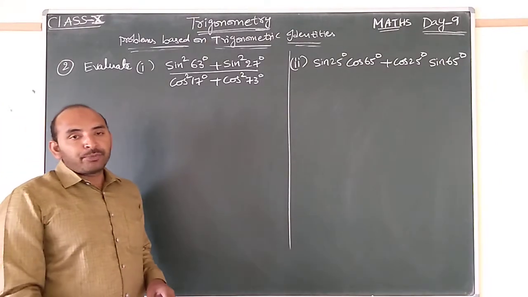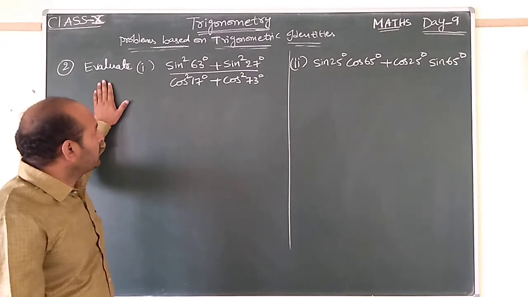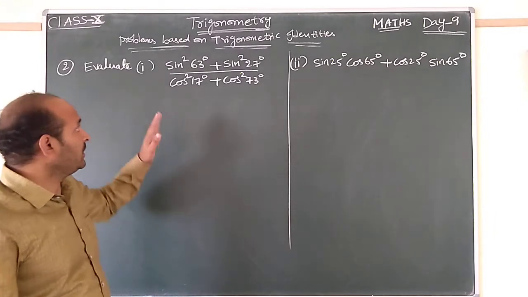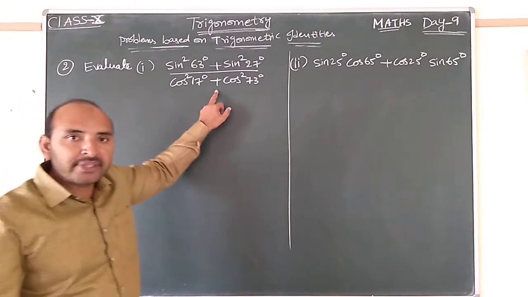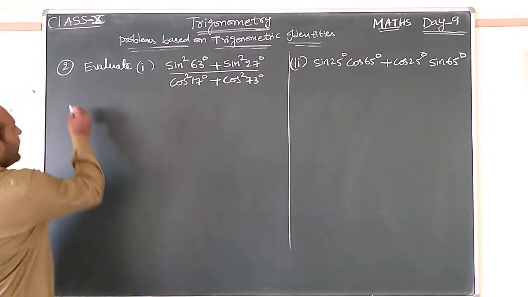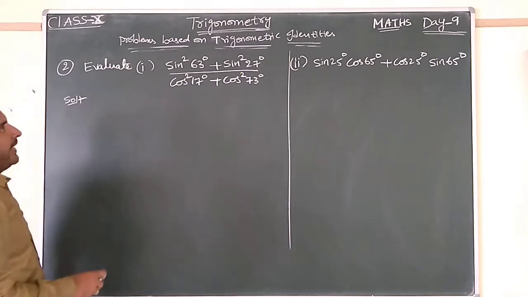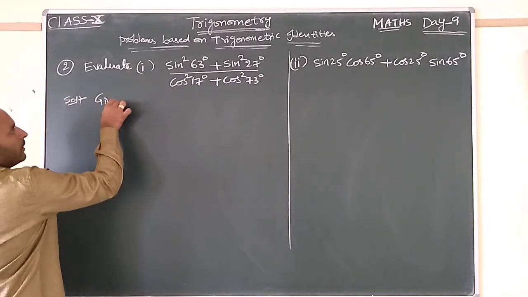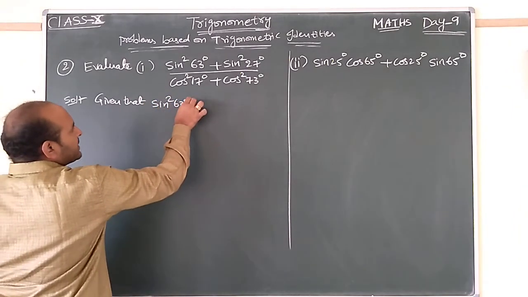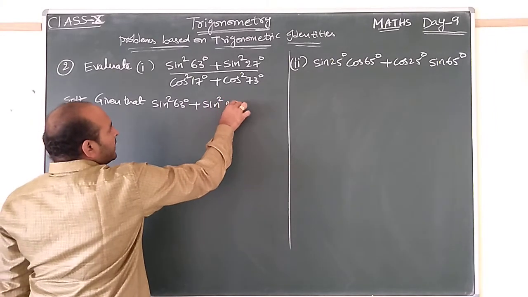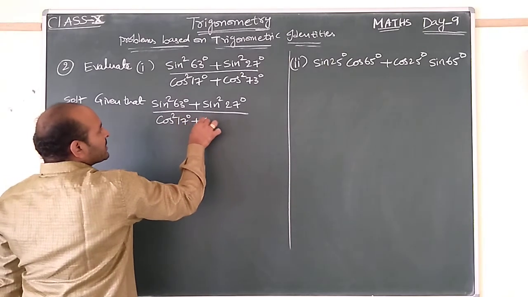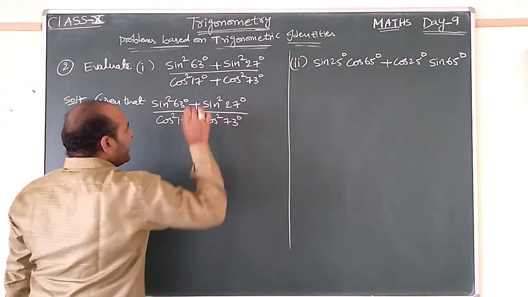Now, next problem. Evaluate first bit, sin square 63 degrees plus sin square 27 degrees upon cos square 17 degrees plus cos square 73 degrees. So now, what is the total value? Here, given that sin square 63 degrees plus sin square 27 degrees upon cos square 17 degrees plus cos square 73 degrees.